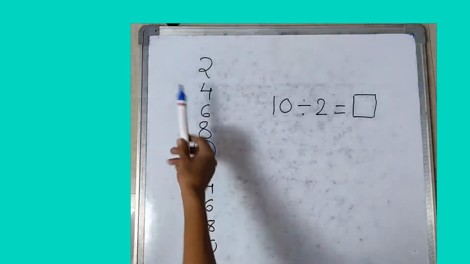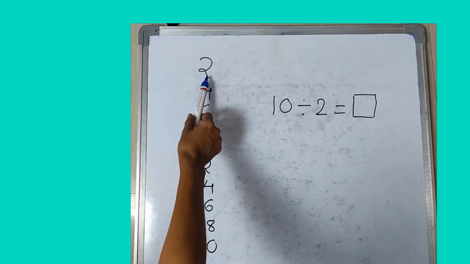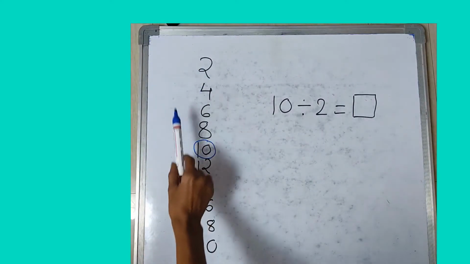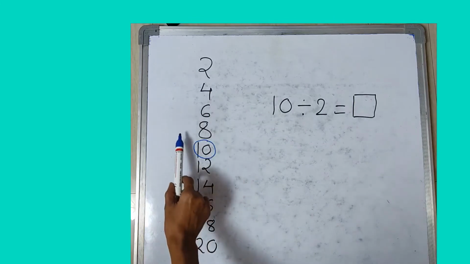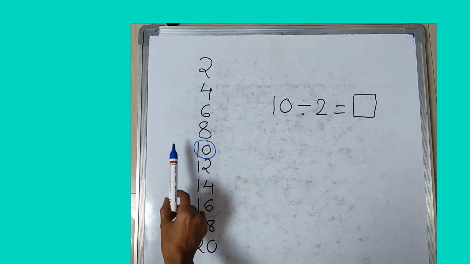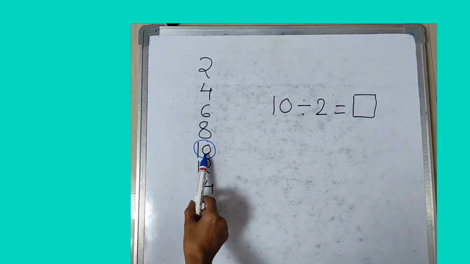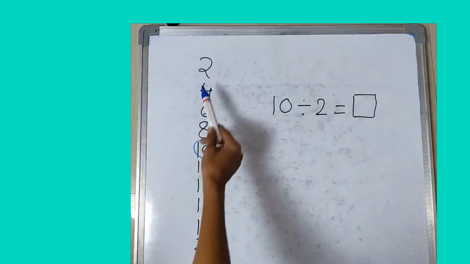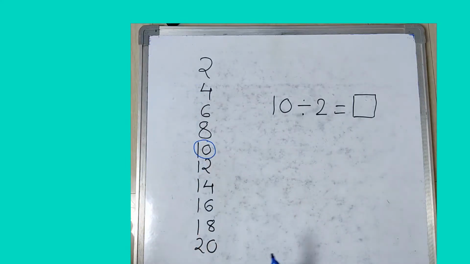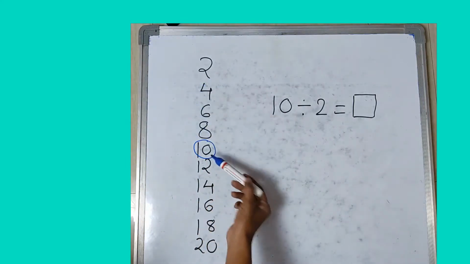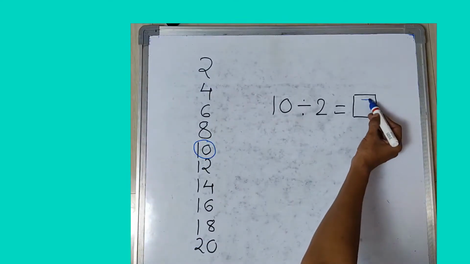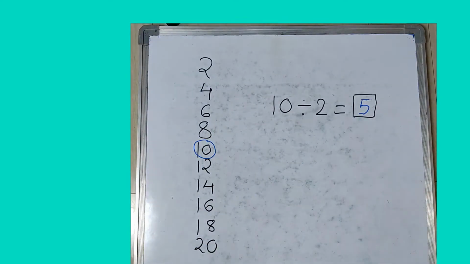Now we know this is 1 times 2, 2 times 2, 3 times 2, 4 times 2 and 5 times 2. It means 2 5's 10. So the answer is 5. Let's see one more example.